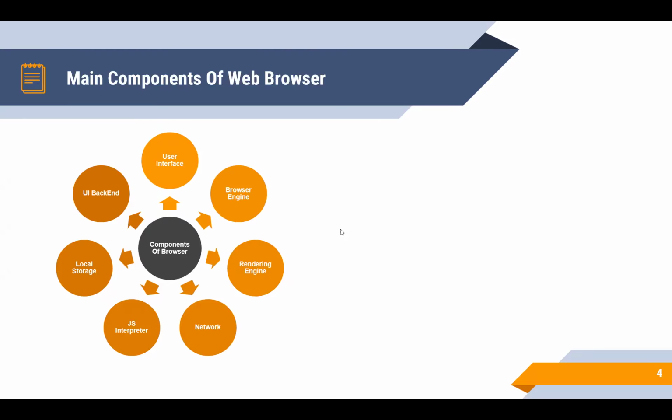After that, the next important component is the browser engine. One by one, we will understand the role of all these components. The second component is the browser engine. Then we have the rendering engine. Then we have the JavaScript interpreter. Then we have network, then local storage. And after that, we have the UI backend.